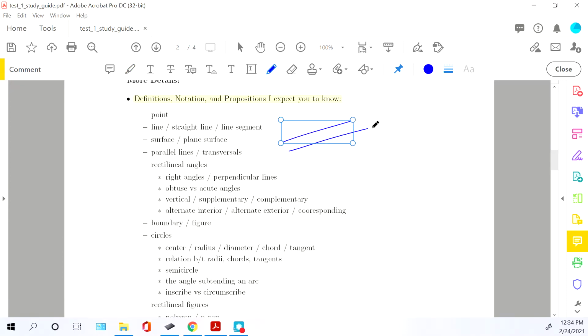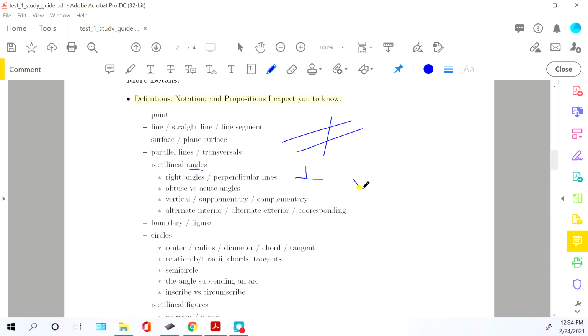So, parallel lines and transversals. I am expecting that you know what angles are. Rectilineal angle just means it's a normal angle that we think of. So, definitions of right angles versus perpendicular lines, in my little hand-drawn scratch work there.